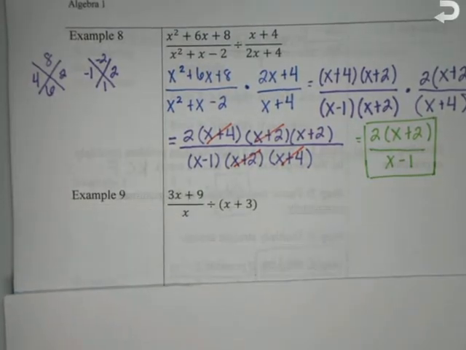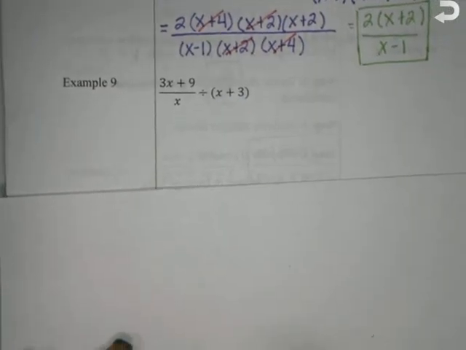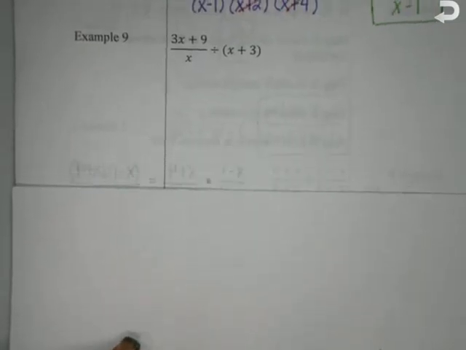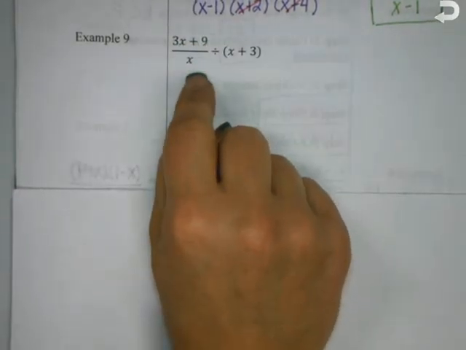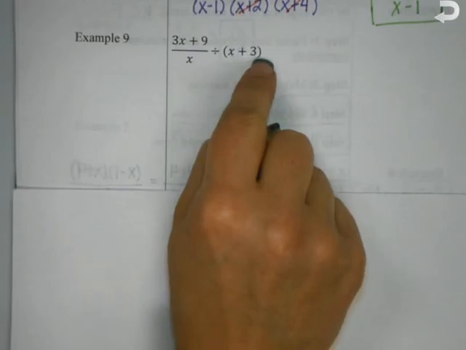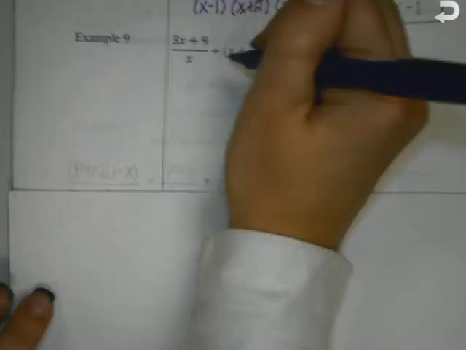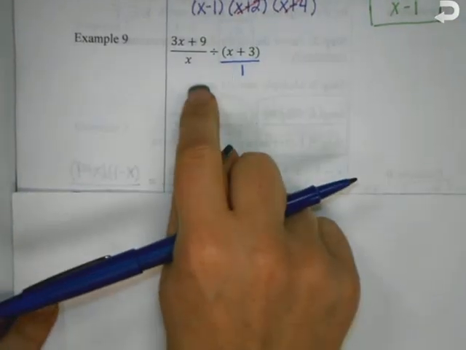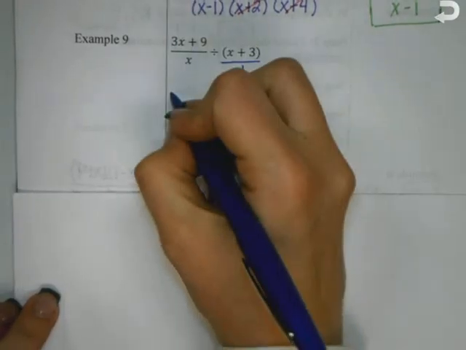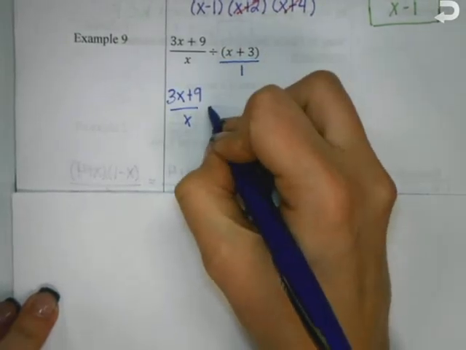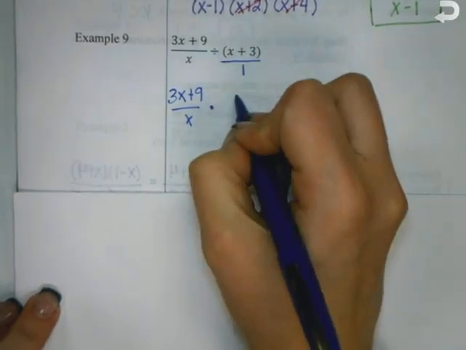Okay? So for example 9, I have 3x plus 9 over x divided by x plus 3. Can I make x plus 3 a fraction? Yes. What do I put it over? Over a 1. So let's rewrite this in multiplication. I keep it, change it, and I flip this one, so what would it become? 1 over x plus 3. And then we do the exact same thing. Okay?